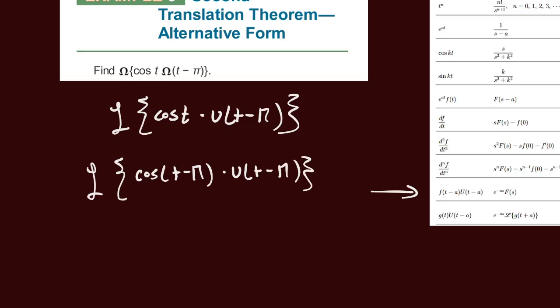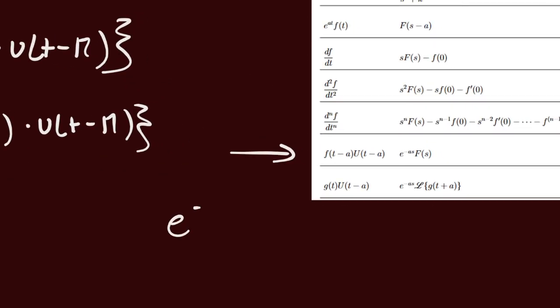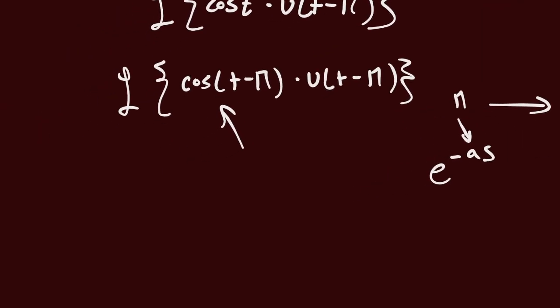Okay. Now next thing we do is take the Laplace of this. We can take the Laplace of this individually and times it by e to the power of minus a s, with a being pi. Okay. So let's find the Laplace of cos of t minus pi.